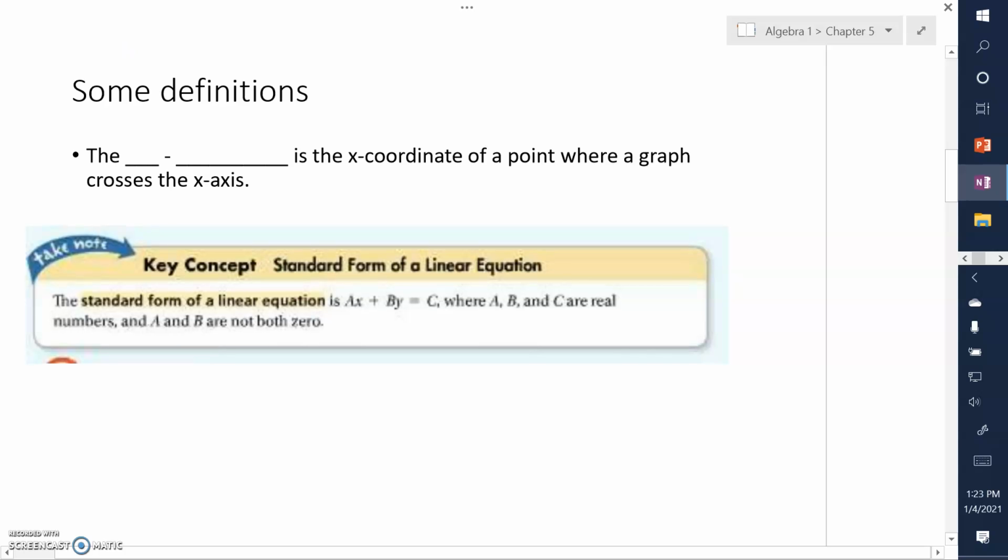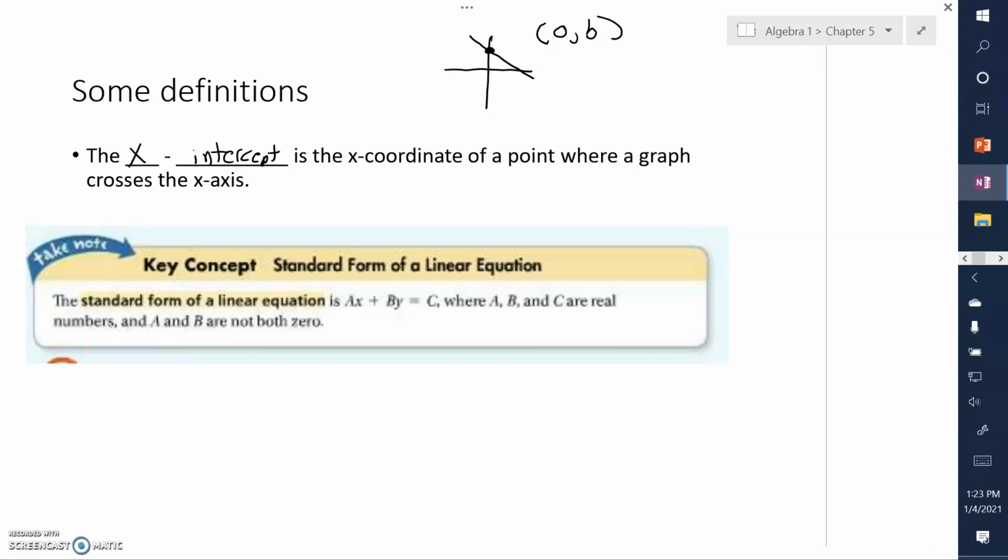Well, I mentioned intercepts a moment ago, and we know about the y-intercept. That's where, if you're graphing a line, it crosses the y-axis at the y-intercept. And we know that that's at the point (0, b). There is also an x-intercept. And this is where the graph crosses the x-axis.